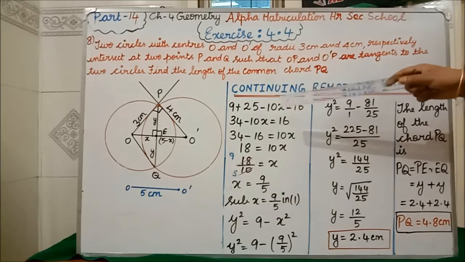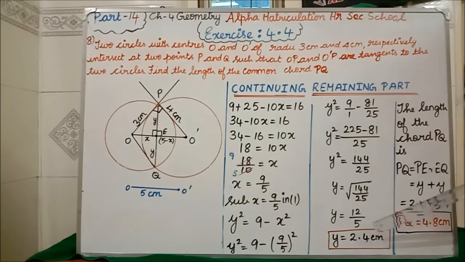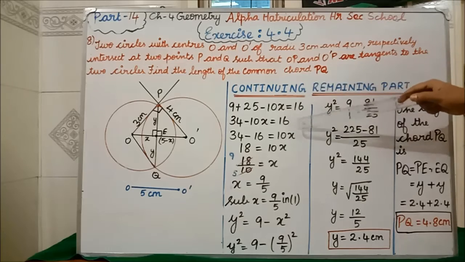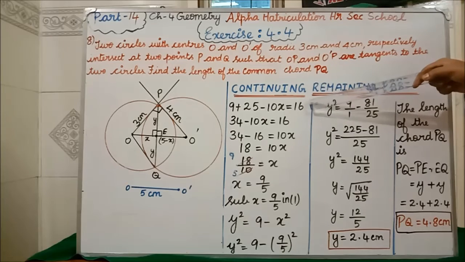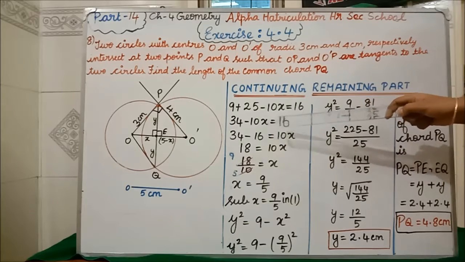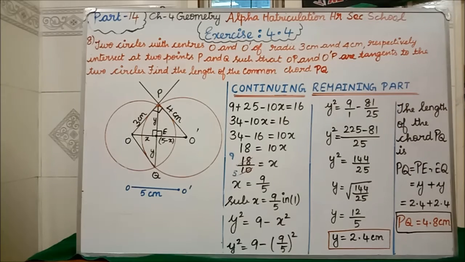See, I have written 9 plus 25 minus 10x equal to 16 here. Isn't it? From that onwards, I am going to continue the remaining part. I have written 9 plus 25 minus 10x equal to 16, but you write it one time. See, 9 plus 25 is 34 minus 10x equal to 16. This 16, if it comes to this side, we will get minus 16, and this minus 10x, if it comes to this side, will become positive 10x. So 34 minus 16 gives 18. So 18 equals 10x.